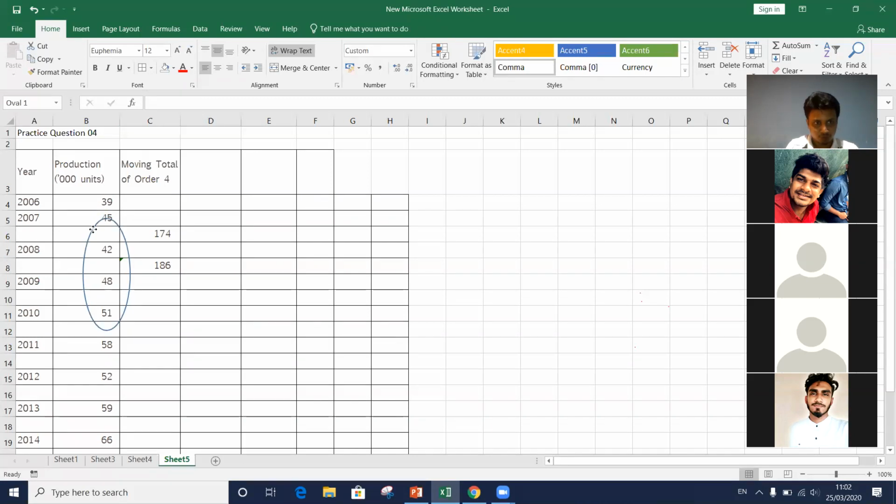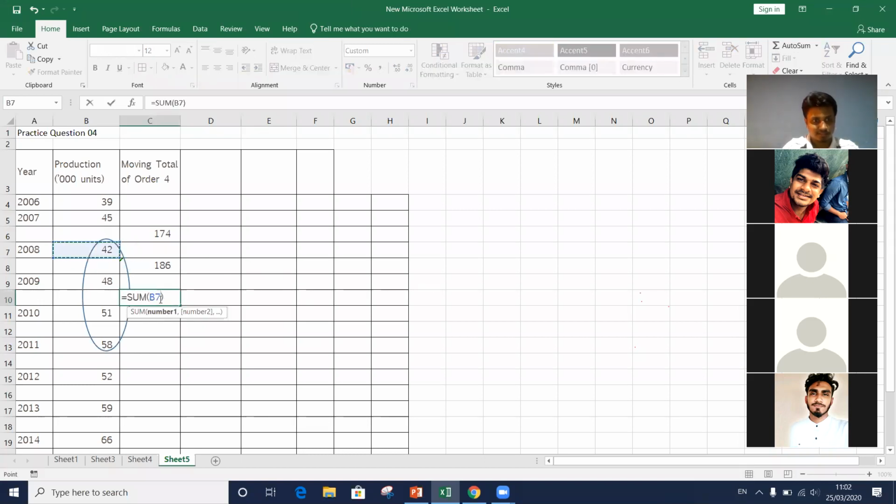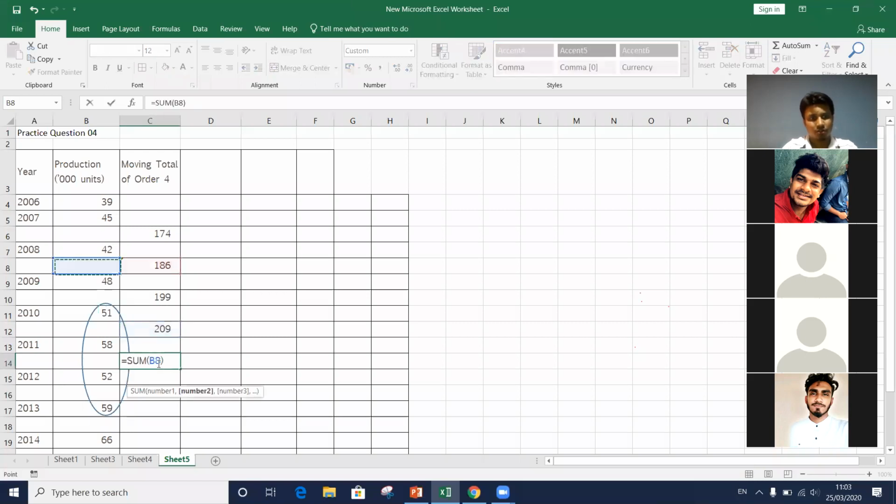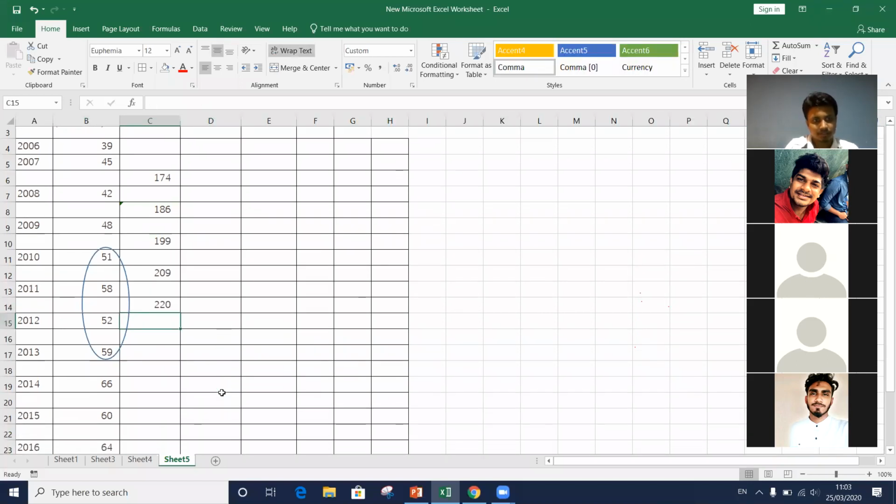Again, we are going to move. Now what is the total? 199. See where I have written it, between 2009 and 2010, the middle of the second and third observations. Again I move; this is my new group. I want the total again: 48 plus 51 plus 58 plus 52 is 209. Again I move; this is my new group. Write the total in front of the middle value. The total is 220. We need to write this between 2011 and 2012.